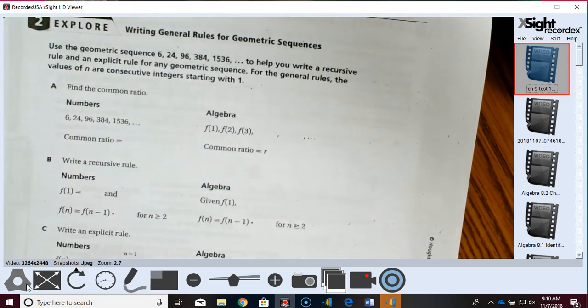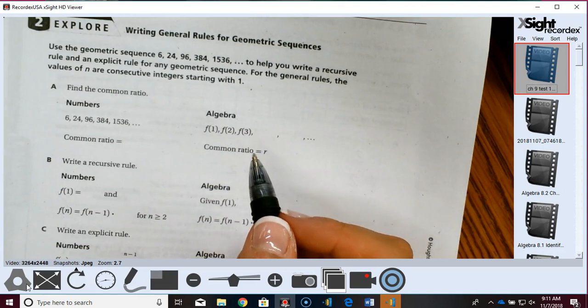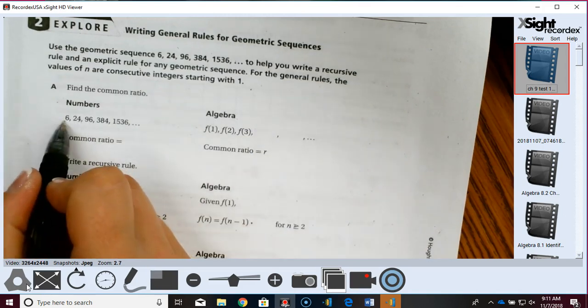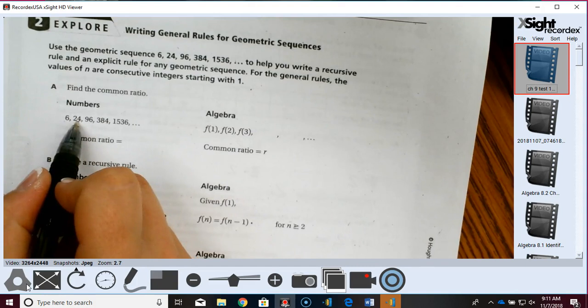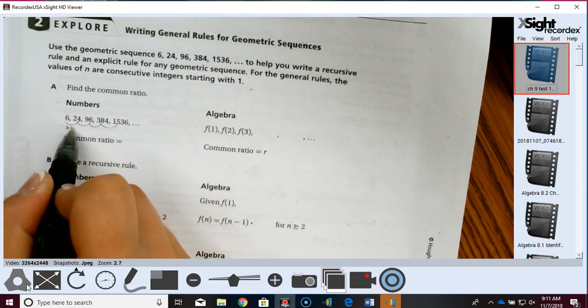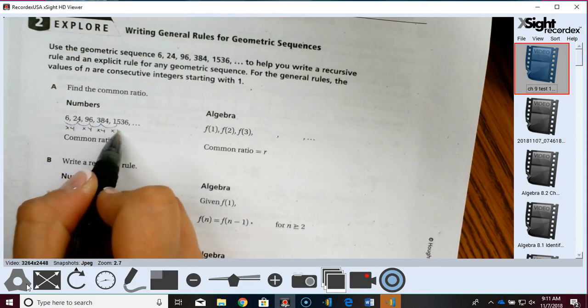Writing general rules for geometric sequences. Use the geometric sequence 6, 24, 96, 384, 1536, and so on to help you write a recursive rule and an explicit rule for the geometric sequence. For the general rules, the values of n are consecutive integers starting at 1. Find the common ratio. Well, 24 divided by 6 is 4. 96 divided by 24 is 4. So times 4, times 4, times 4, times 4. Your common ratio is 4.